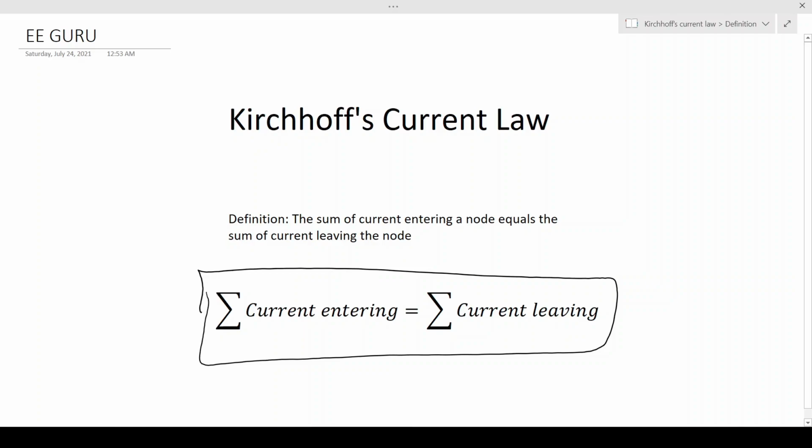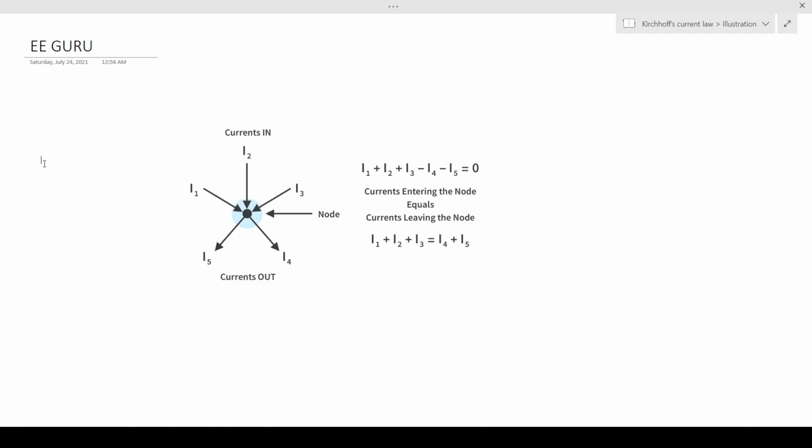If you guys are confused about this symbol right here, this symbol is called sigma, and it's a symbol that indicates summation. So this image right here does a great job of illustrating Kirchhoff's current law.